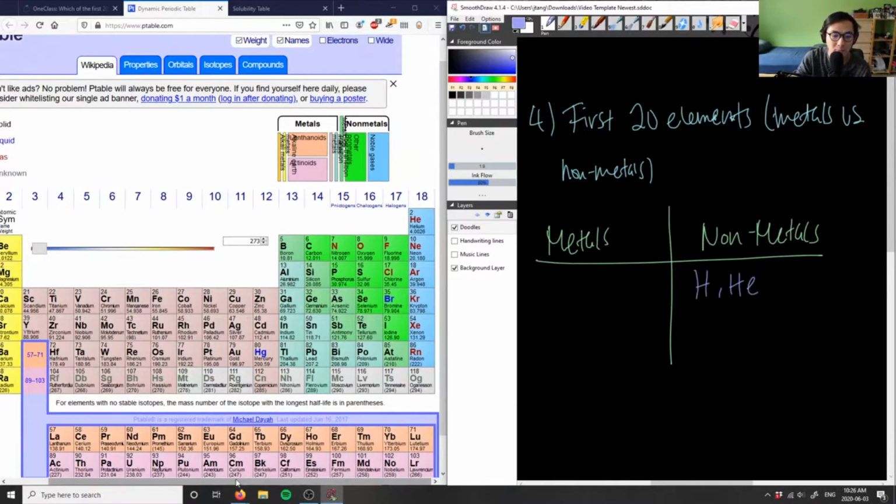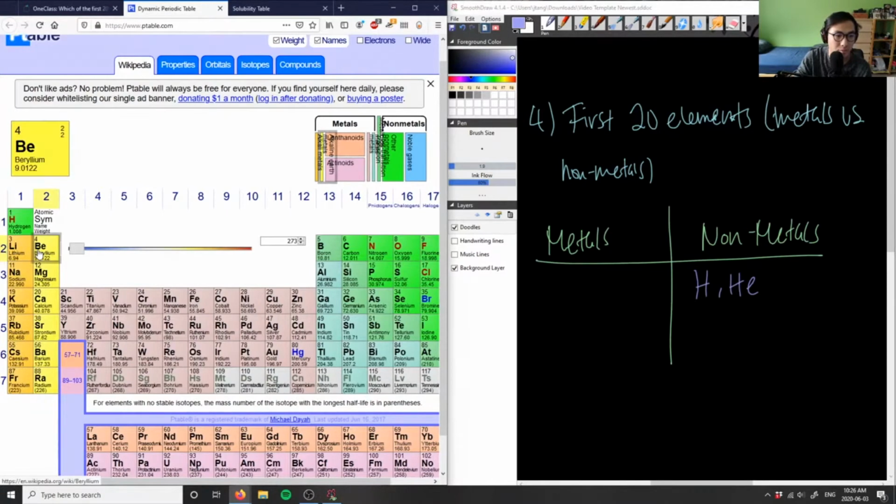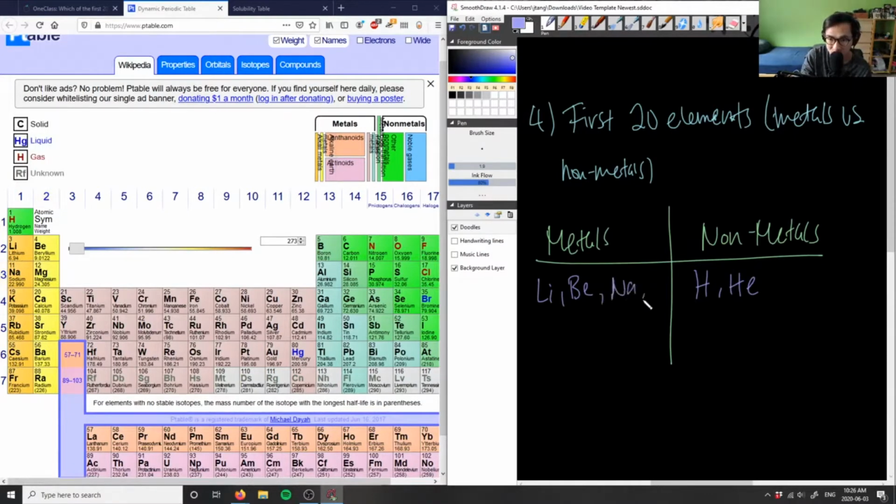So hydrogen, helium. Our next two here are lithium and beryllium, and these guys here are indeed metals. You can think of them being metals because they exist on this side here. So lithium, beryllium exist here. Sodium, magnesium are also metals. So Na, Mg. And then finally potassium and calcium for 19 and 20 here.